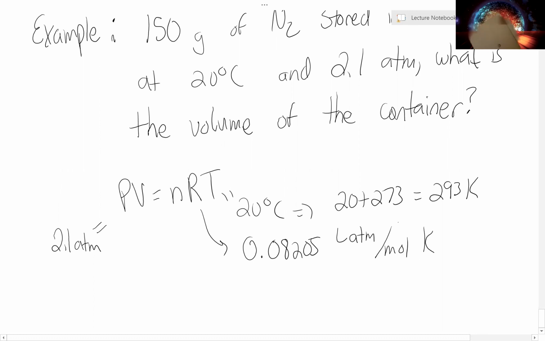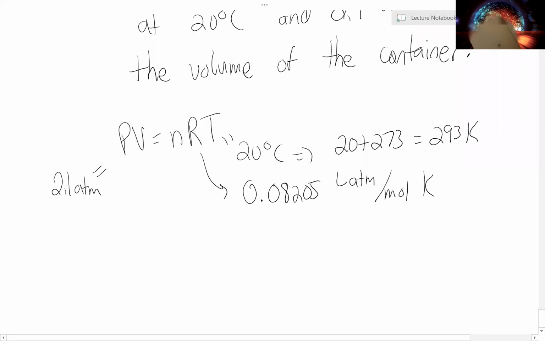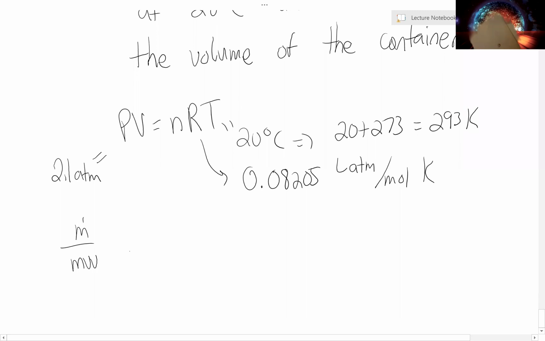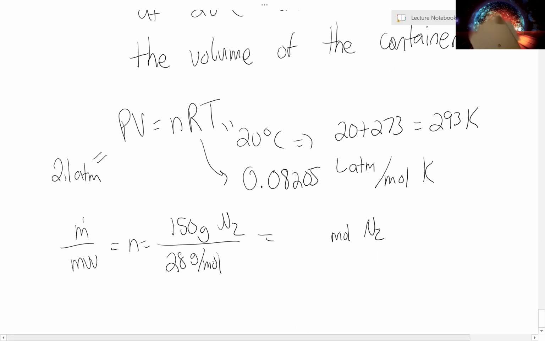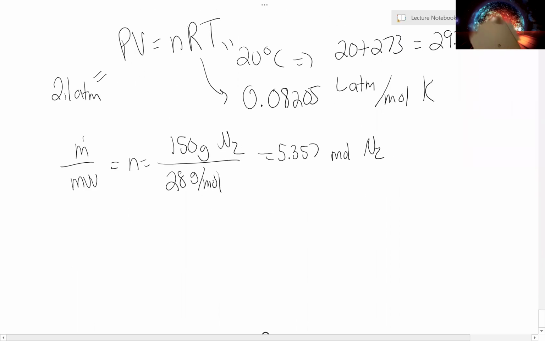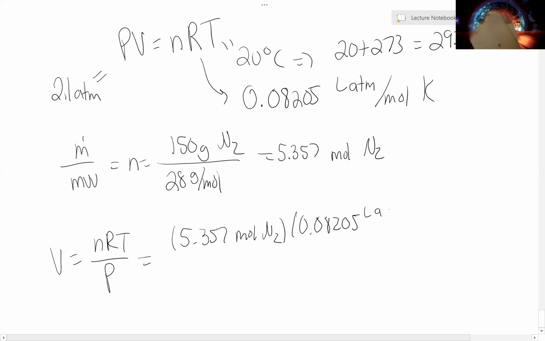So I need the number of moles. Well, I have the mass, which is 150 grams. So if I take the mass over the molecular weight, I can get the number of moles, or 150 grams of N2 over 28 grams per mole gives me the number of moles of N2, which should be 5.357 moles of N2. So now I can solve for the volume. PV equals nRT, then V equals nRT over P, which equals 5.357 moles N2. R is 0.08205 liter atmospheres per mole Kelvin. T is 293 Kelvin, and P is 2.1 atmospheres.